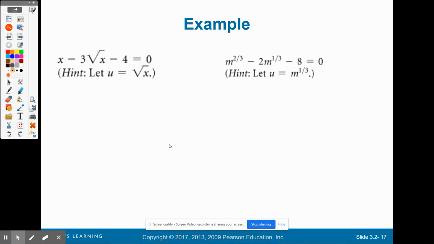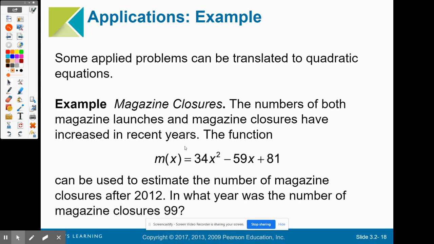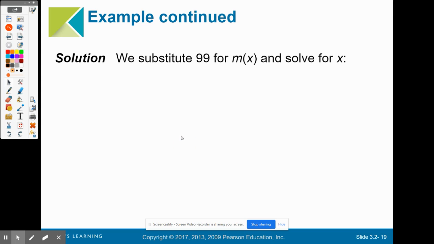Let's see if there's a word problem. We're not going to talk about the word problems. We're going to talk about the word problems in class when you do your math lab. Okay, that's it.